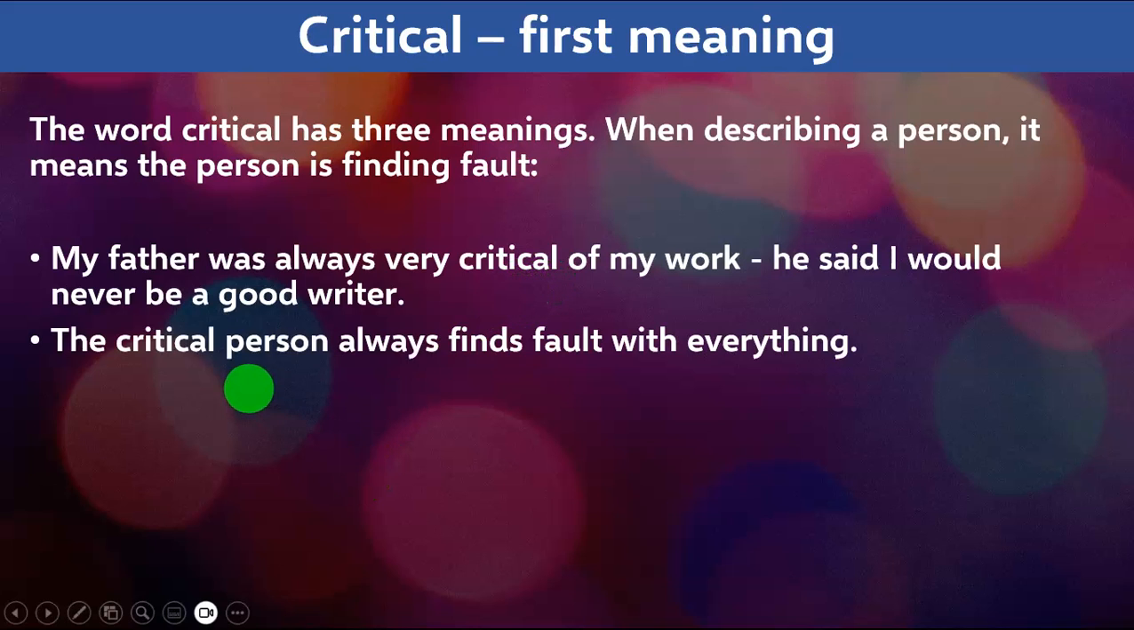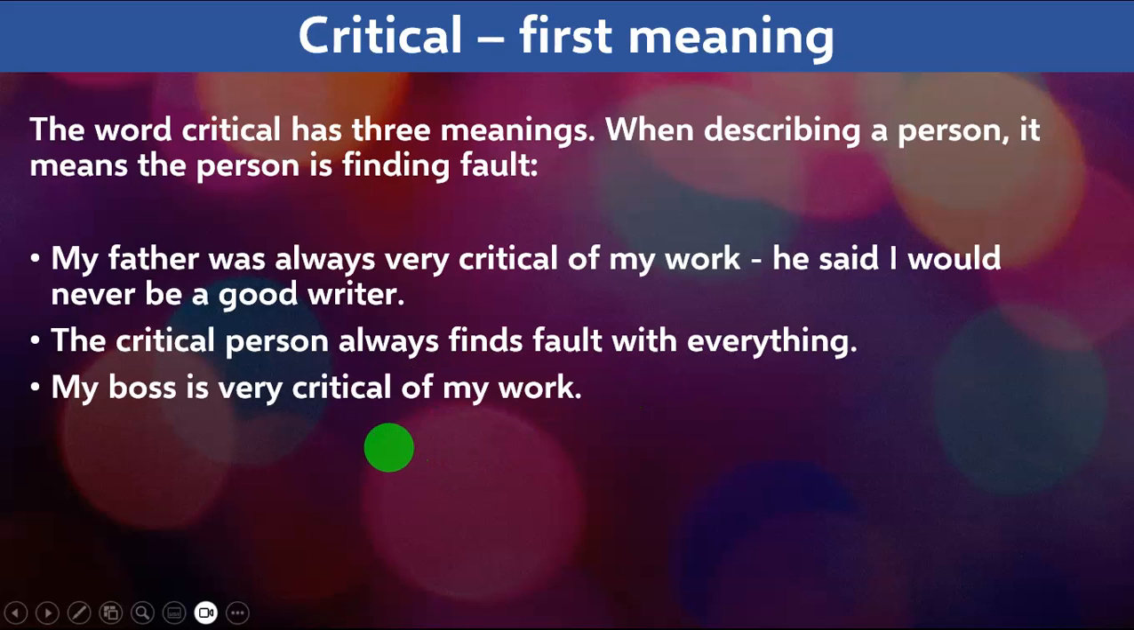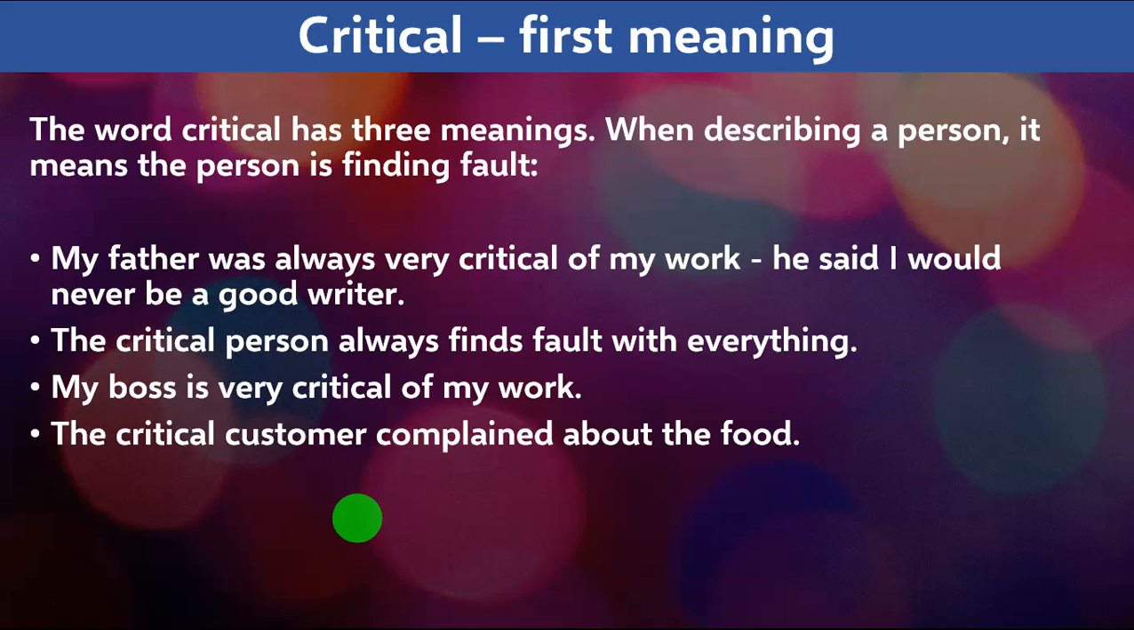Another example, the critical person always finds fault with everything. Negative, right? My boss is very critical of my work. That means my boss always says negative things about my work. The critical customer complained about the food. Okay, the critical customer, that means a customer who's always saying negative things about everything. So that is the first meaning of the word critical, where you are always negative about a particular thing.